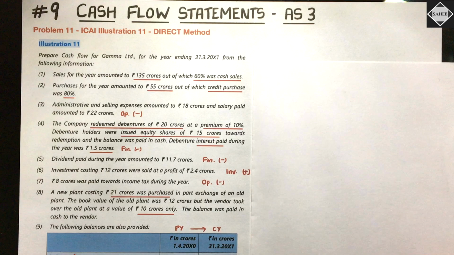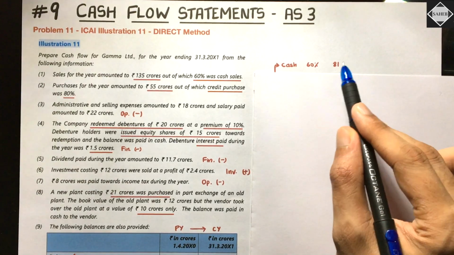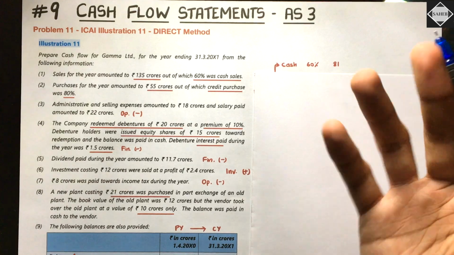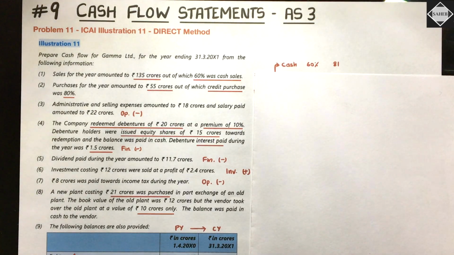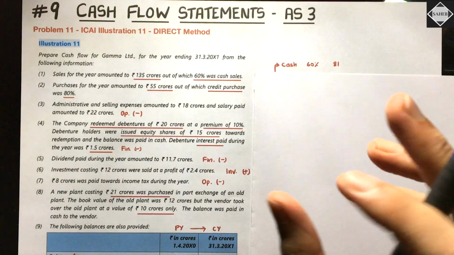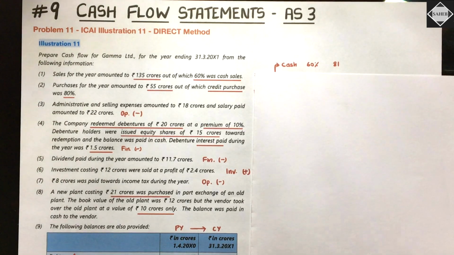Okay, so let's just calculate 135 into 60%, that's equal to 81 crores. 81 crores are cash sales, which means we immediately receive the cash. So where this will go? In operating activity it will go, isn't it? Sales and purchases are related with the operations. So you just have to add it in the operating activity, cash sales, directly, simple.